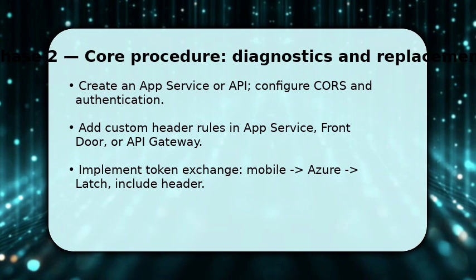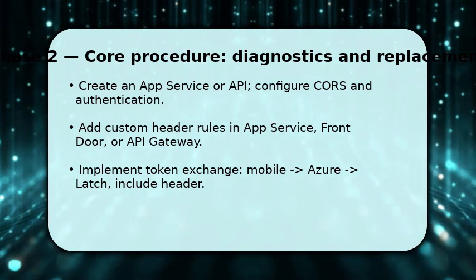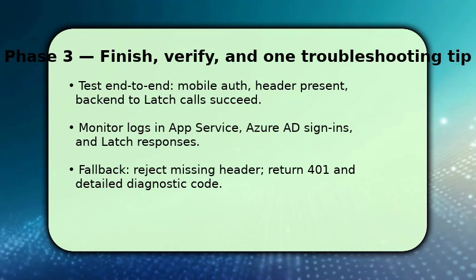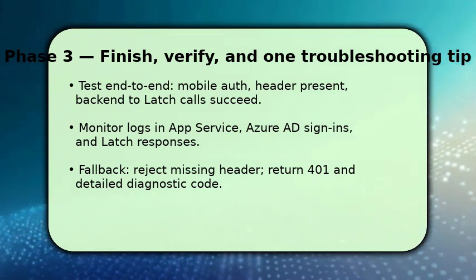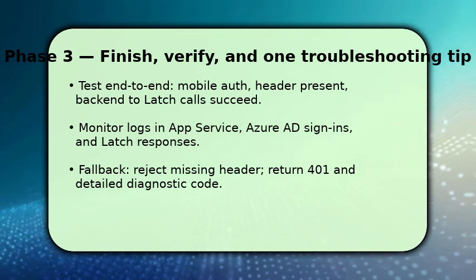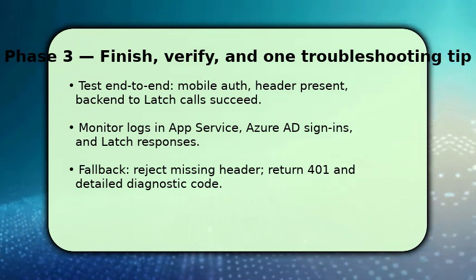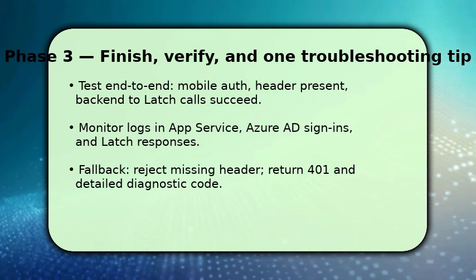Complete the integration by testing end-to-end. Run the mobile flow, verify the custom header is sent, and confirm the backend successfully calls Latch with the header and token. Monitor app service logs, Azure AD sign-in traces, and Latch response codes for mismatches.